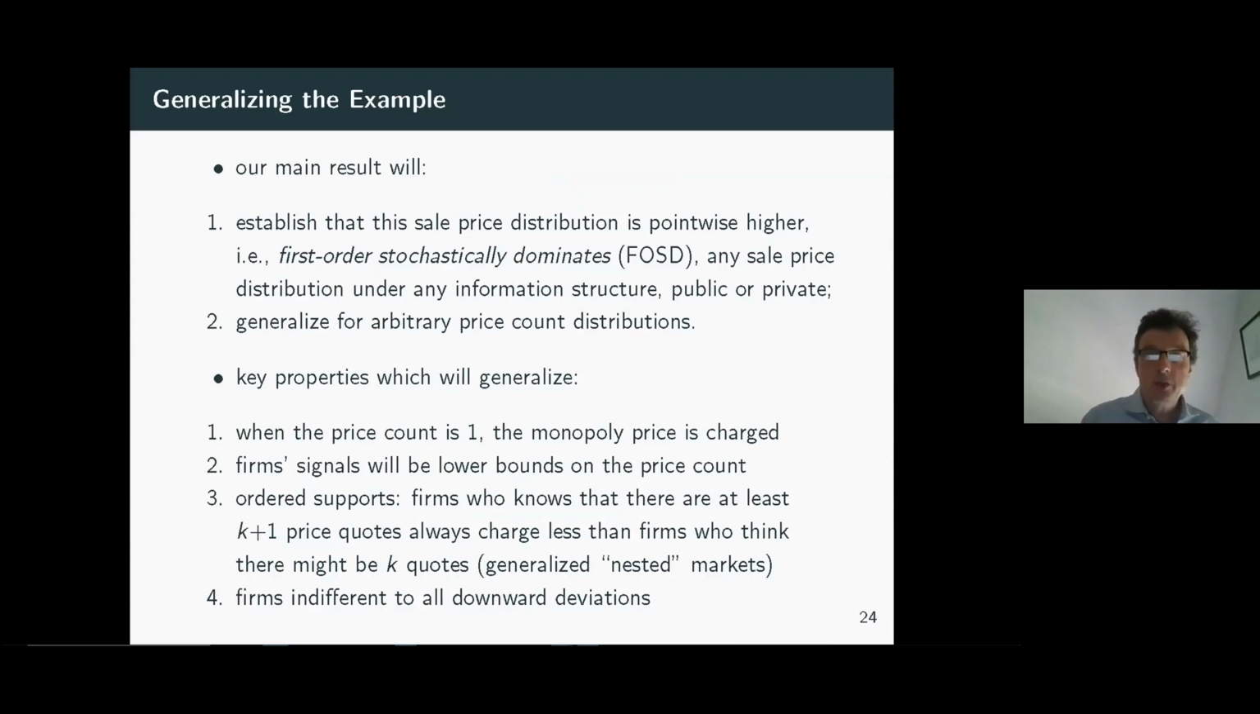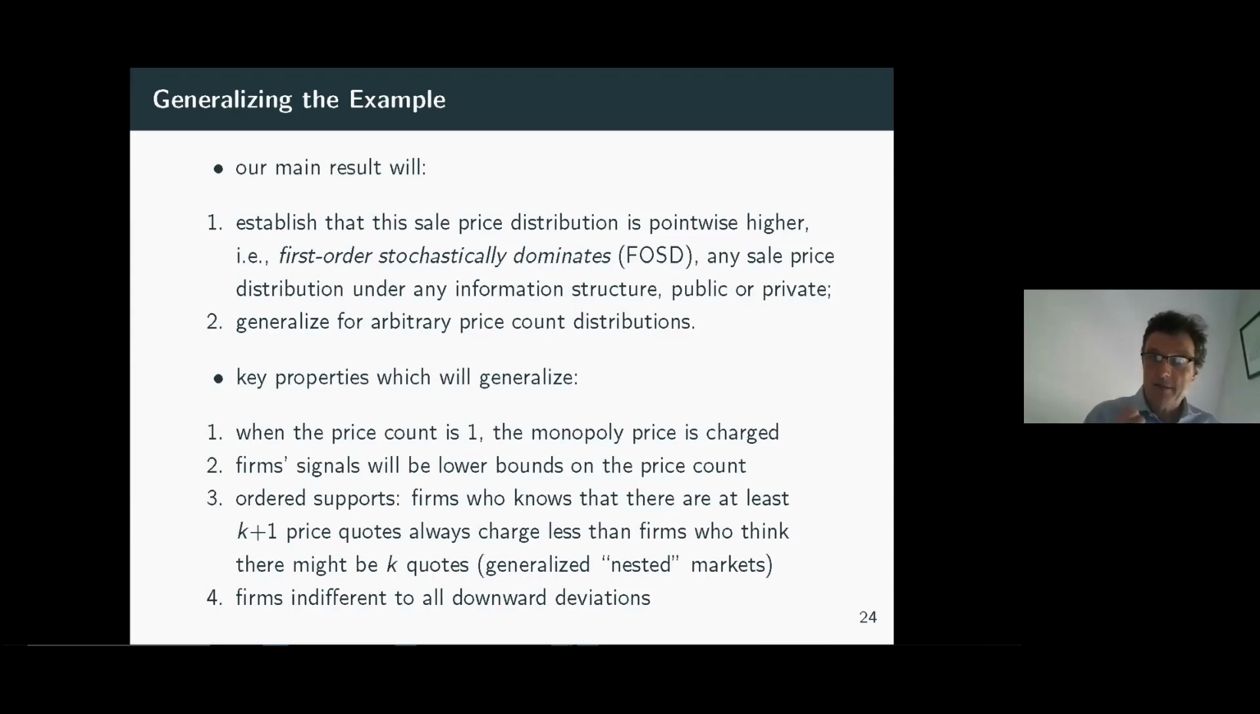hold for arbitrary price count distribution, and that we can construct an information structure that dominates, in the sense of first order stochastic dominance, any other information structure, public or private. The key feature of the construction that generalizes is that when the price count is 1, we're going to maintain, even under uncertainty, the possibility that the monopoly price is charged. In fact, it's going to be charged deterministically.